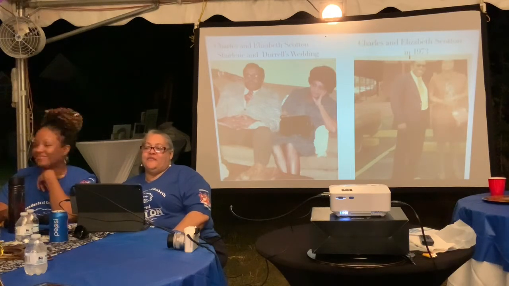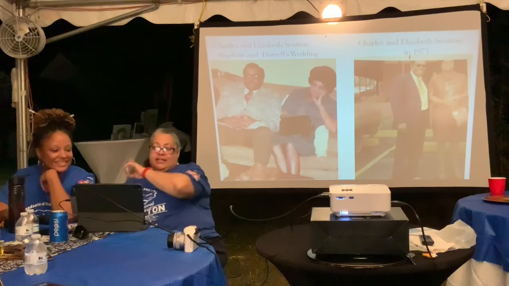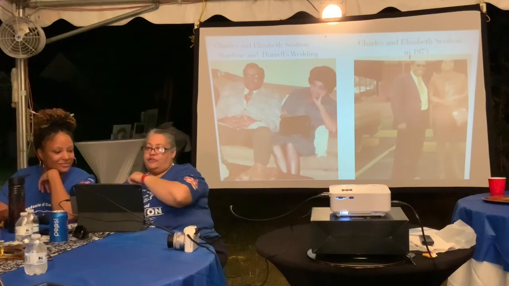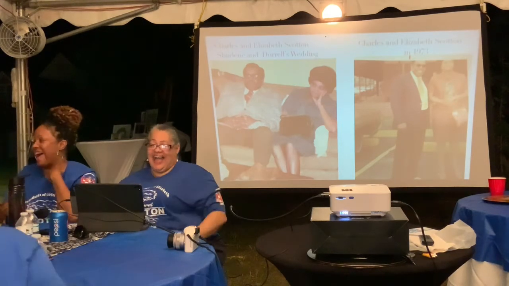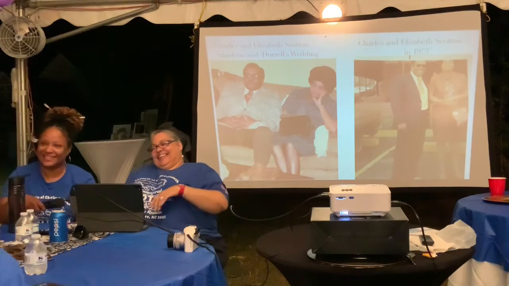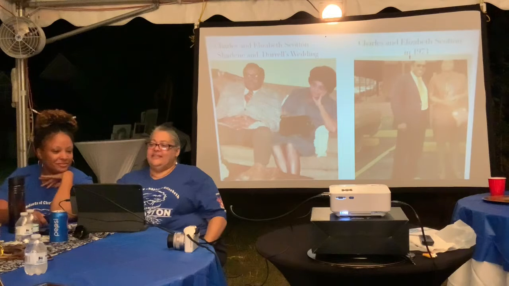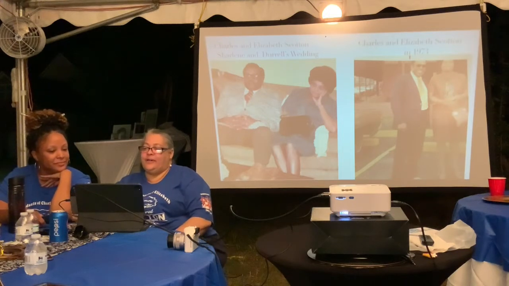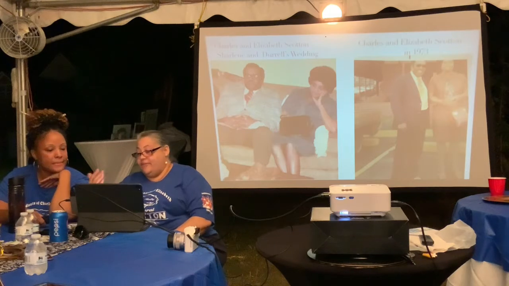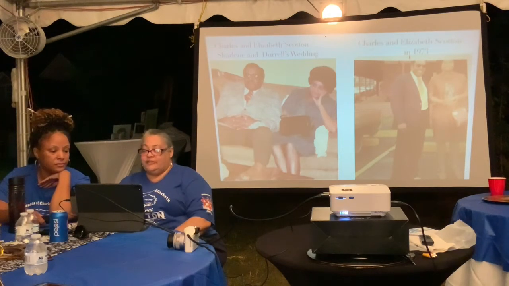So there's a picture of Granddaddy and Grandmama. This was at Mama's wedding. And then the other picture is Grandma, and I don't know where they were. It just said it was 1973. They were sharp wherever they were. They could have been going to church or coming home from church.